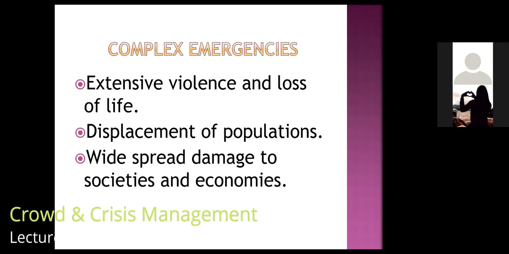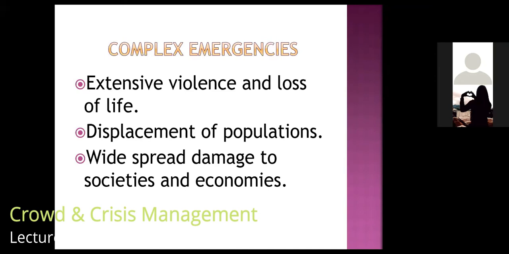Before we proceed to some basic terminologies, I would like to give you a key point to remember. Always remember that a natural or human-induced event becomes a disaster only if it reaches a scope that is beyond the local capacity to handle the emergency and requires the assistance of external organizations.